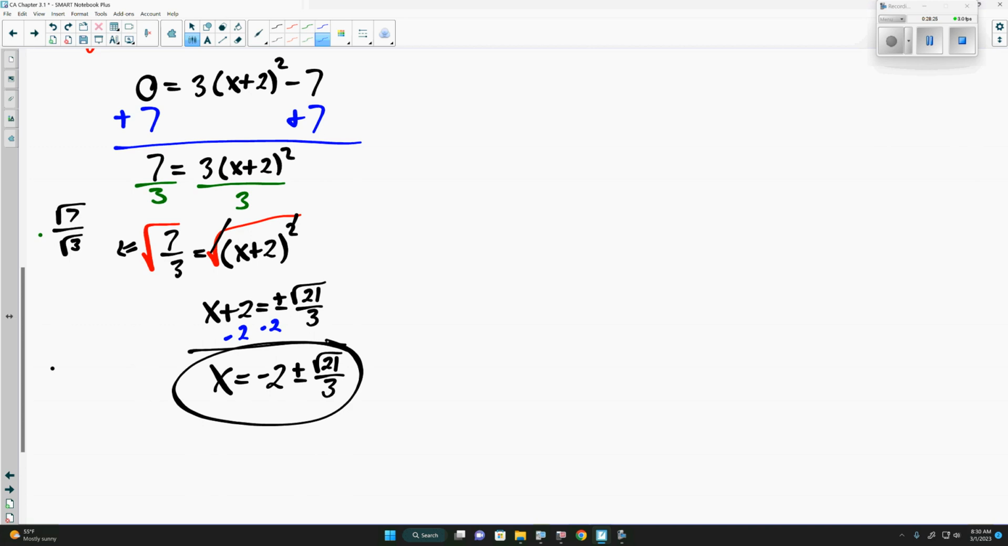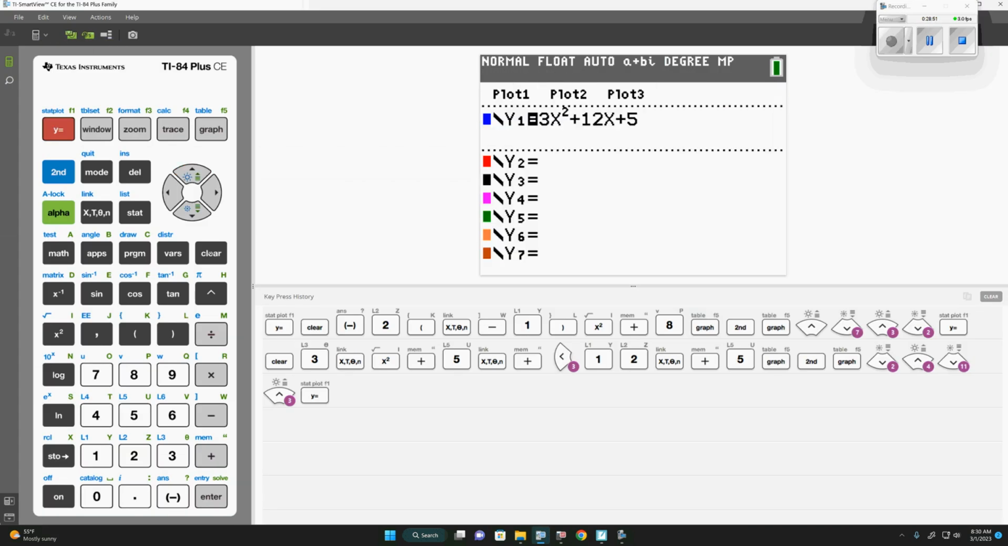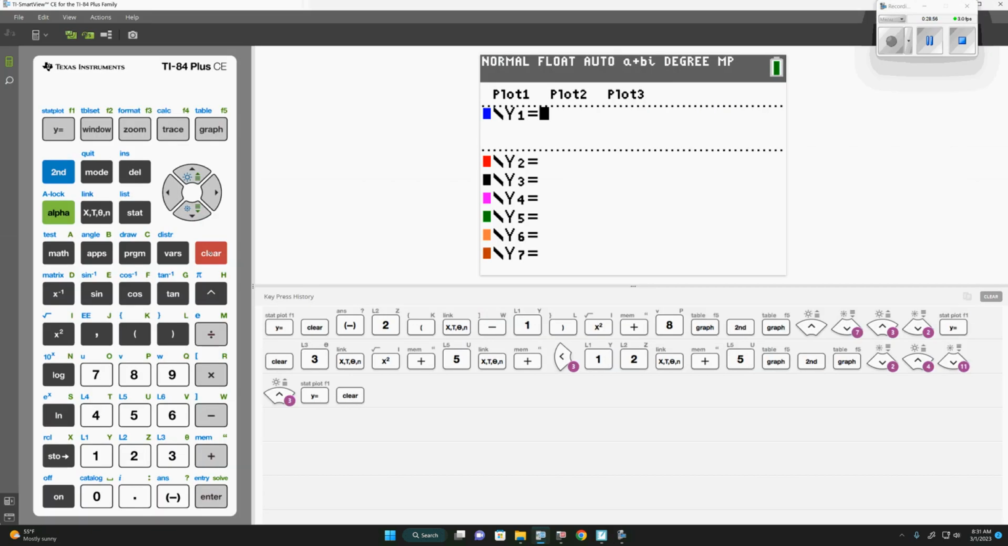Questions on any of this here? Determine the vertex of the parabola by using the vertex form. Determine the x-intercepts, y-intercepts, sketch the graph. Determine the axis of symmetry, maximum, minimum, domain, and range. Again, we can look at the graphing calculator. Negative x squared plus 4x minus 5.